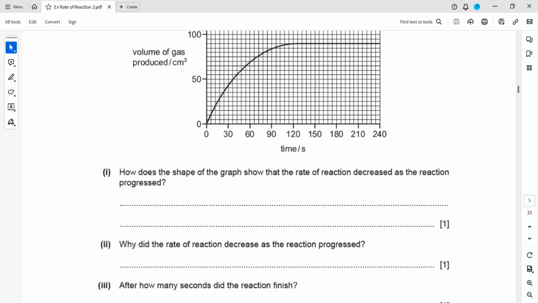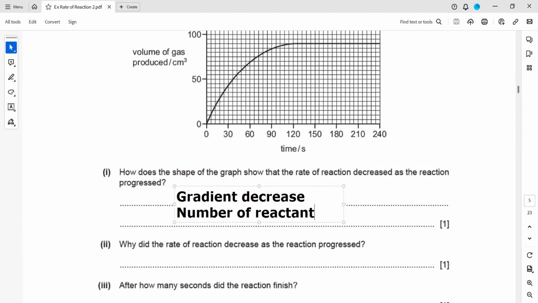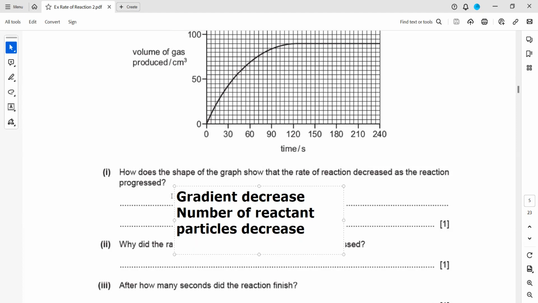What actually happened is the gradient represents the rate. The gradient or the angle is decreasing. And why does the gradient decrease? Because the number of reactant particles decreases, and as the number of reactant particles decreases, what happens? There will be fewer collisions. So as there are fewer collisions, that's why the reaction will be slower.